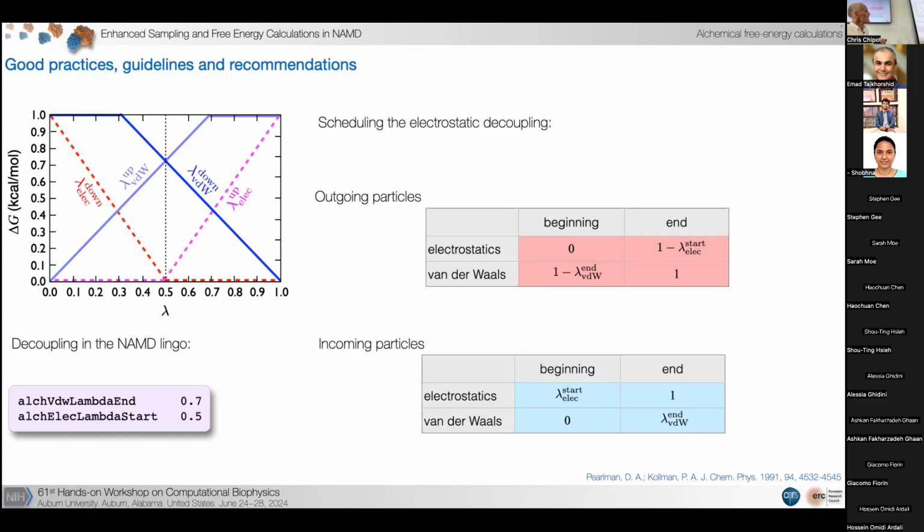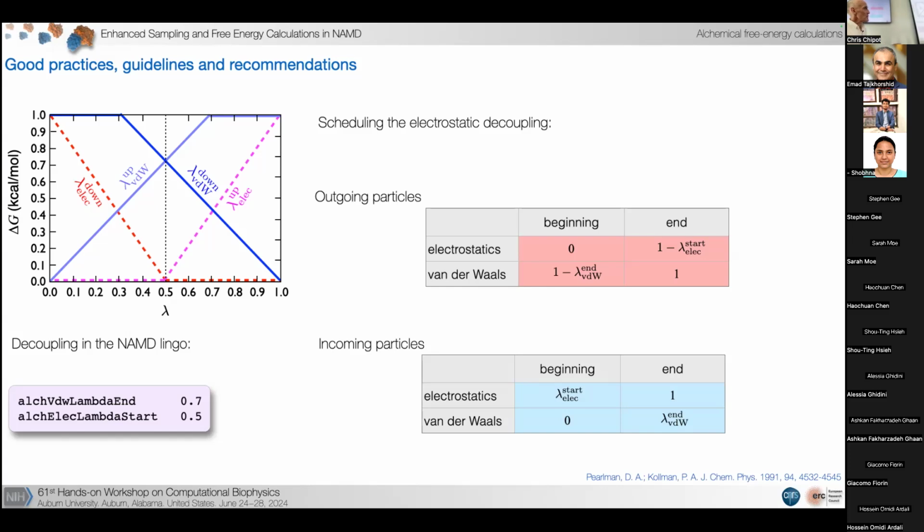So as you can see, the electrostatics, outgoing particles, that would be... oh no, that's van der Waals, sorry. So van der Waals, 0.7. So we start at 0.3, and then we end at 1. So this is exactly what it is. We start at 0.3, maximum potential at 1, and then at 0.3 we start decaying all the way to 1, okay?